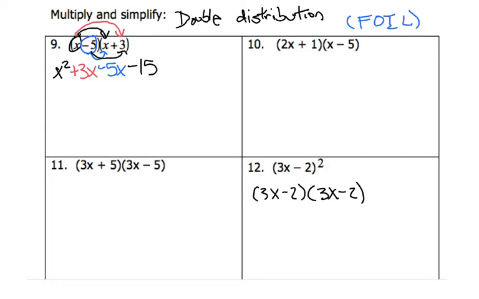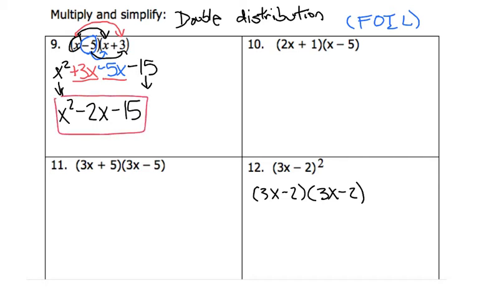Usually when we do double distribution, FOIL, the values on the inside are going to be like terms, meaning that we can combine them. So you always need to make sure that you bring down the beginning and the end. So we get x squared, then 3x minus 5x leaves us with a total of negative 2x minus 15. And that would be our answer.